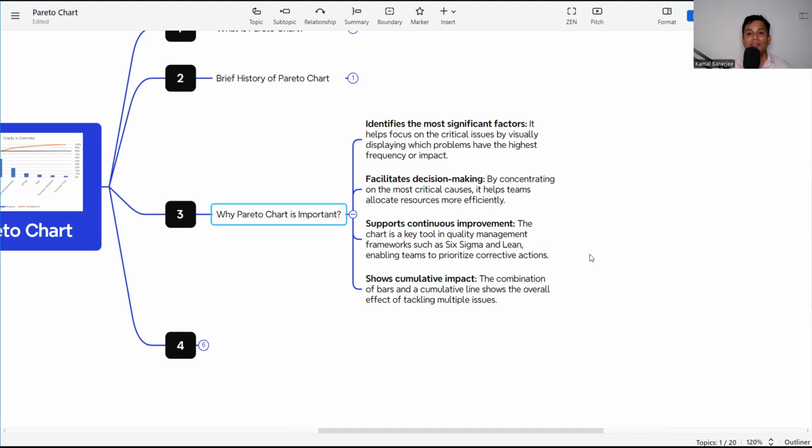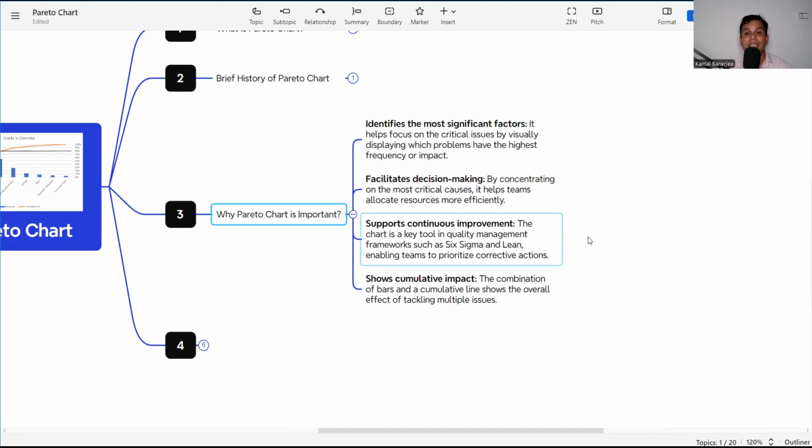Then it supports continuous improvement. It helps to make continuous improvement. Quality management is based on continuous improvement or the PDCA cycle. So what is the PDCA cycle and continuous improvement? I made a detailed video. Please, the link is there in the description. Please check. You will find continuous improvement and the PDCA cycle in detail.